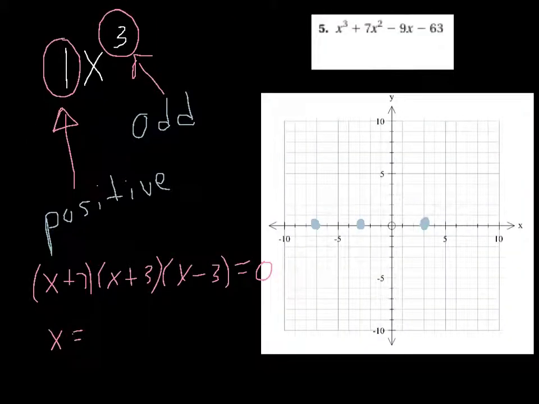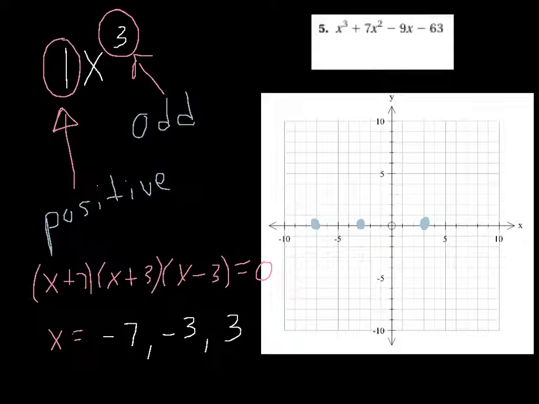Just to drive this problem all the way home, if we take a look at our function, if we were to solve this problem, we would have set the whole function equal to 0. And then we would have taken our factors and set them each equal to 0. So x plus 7 equals 0, x plus 3 equals 0, and x minus 3 equals 0. And we would get answers of x equals negative 7, negative 3, and positive 3 respectively.